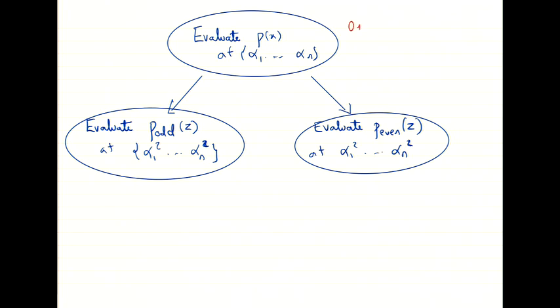Okay, so we reduced this problem of evaluating a degree d polynomial at n points, to evaluating degree d over 2 polynomials. These are degree d over 2, again at n points.